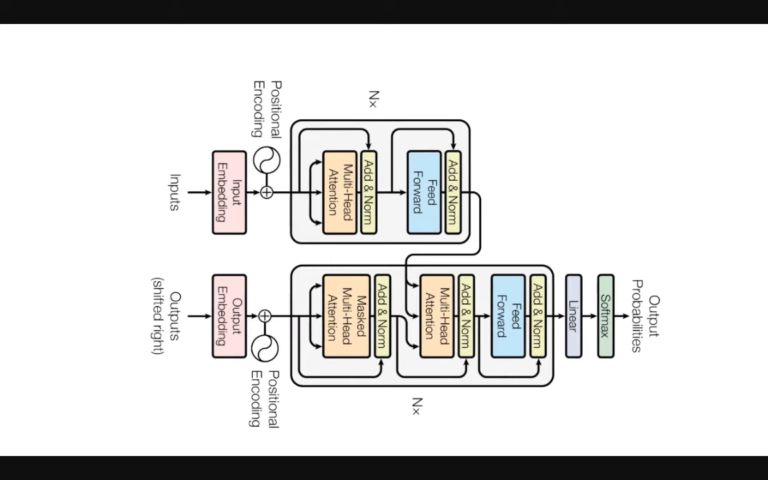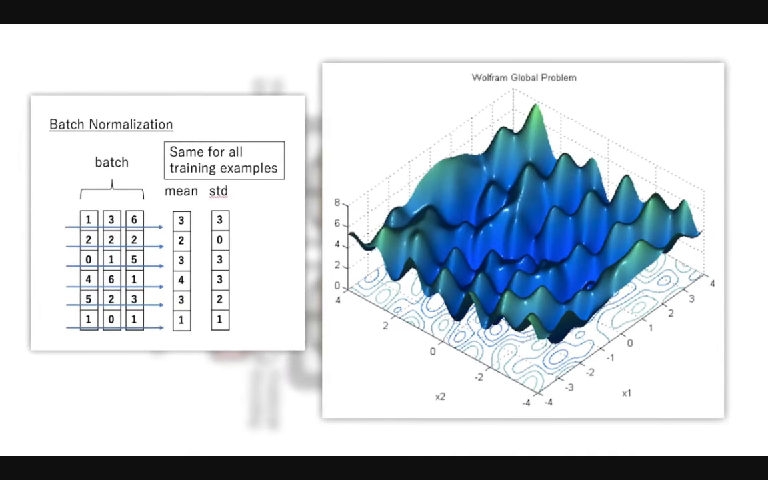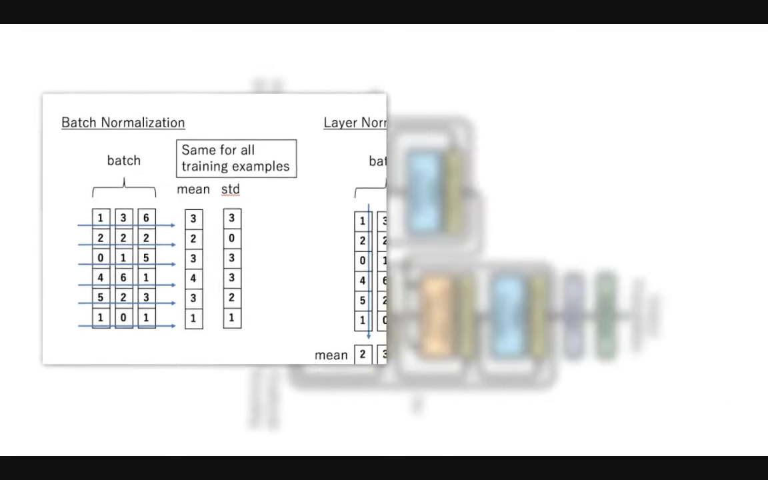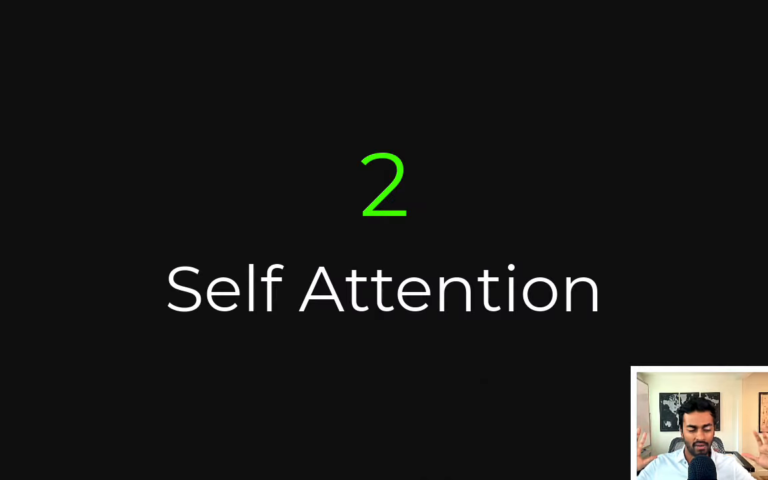Additionally, after every layer, we apply some form of normalization. Typically, we would apply a batch normalization. This smoothens out the loss surface, making it easier to optimize while using larger learning rates. This is the TLDR, but that's what it does. But we can actually use something called layer normalization, making the normalization across each feature instead of each sample. It's better for stabilization.